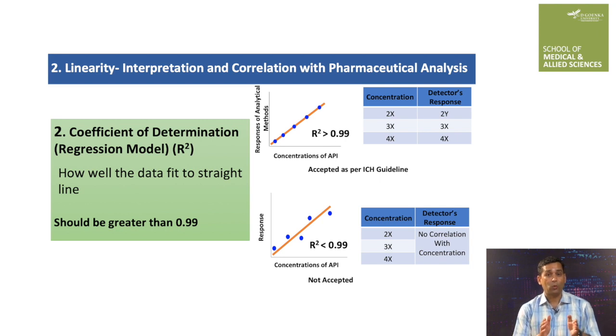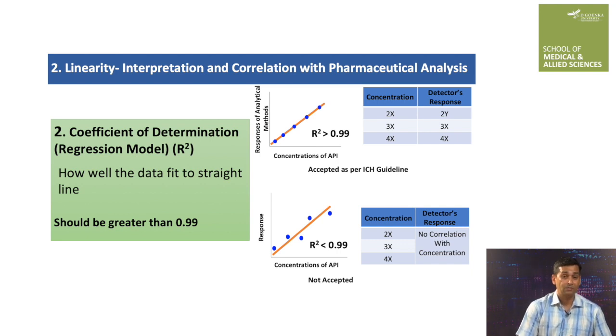These types of data are very well accepted as per ICH guidelines. This was the first case where R square is greater than 0.99. The second case is shown by the lower plot where R square is less than 0.99. Here we can see the data are not fitting into the straight line. This means the magnitude of change in concentration is not directly proportional to the magnitude of change in response of analytical techniques. Although the response increases while increasing the API concentration, it does so with different magnitude.